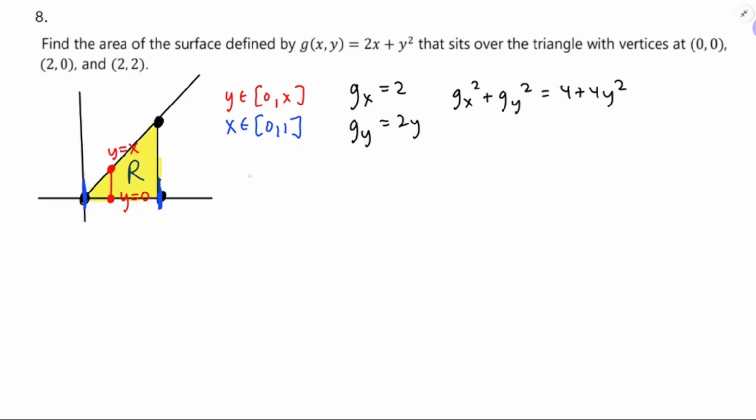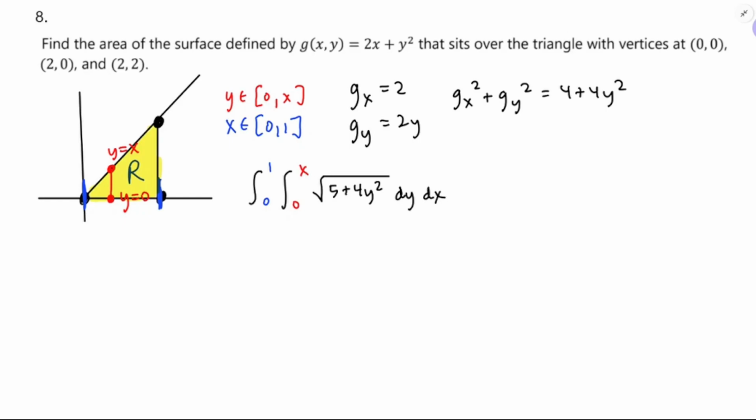I'm going to be interested in taking the integral as x runs from 0 to 1 and as y runs from 0 up to x of the square root of 1 plus gx squared plus gy squared, that's 5 plus 4y squared. Okay, that's dy and then dx.